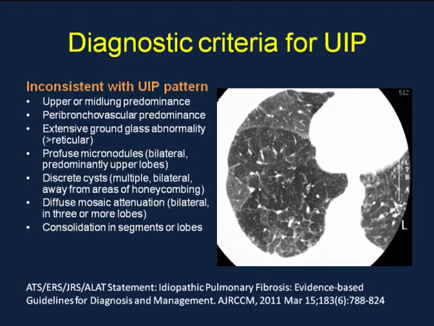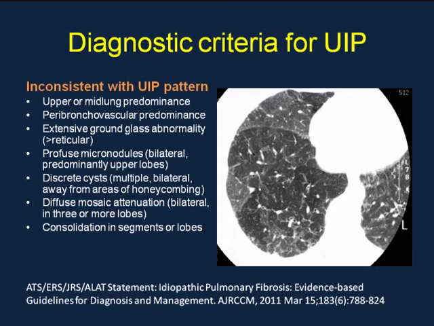I think our most important job and the commonest issue we see in our practice is people being overdiagnosed with UIP. Radiologists in the community tend to overdiagnose UIP. There are actually papers that show that. And usually it's for one of these reasons. These are the features that should lead you to say this is not consistent with the UIP pattern: upper or mid-lung predominance, peribronchovascular predominance, extensive ground glass abnormality, profuse micronodules, predominantly in the upper lobes, discrete cysts, diffuse mosaic attenuation or air trapping, or consolidation. What's the reason this patient is inconsistent with UIP?